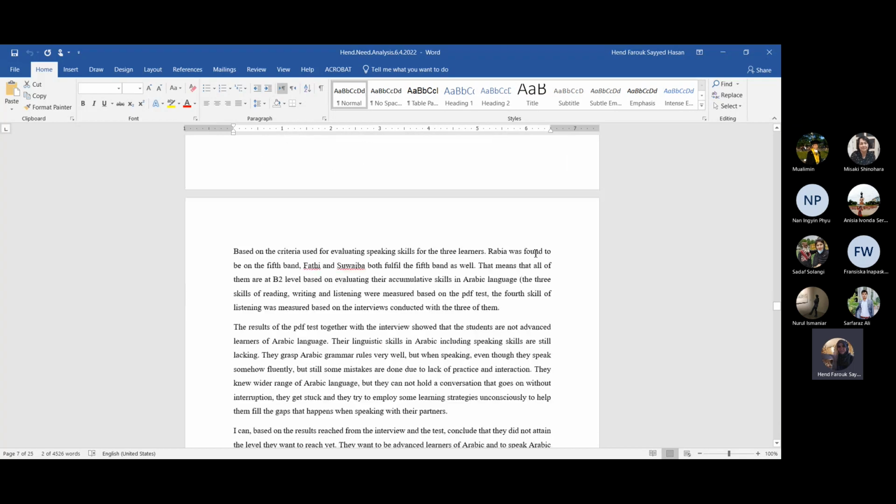So, based on the criteria used for evaluating, Rabia was found to be on the fifth band. Fathi and Swaiba also were found to be on the fifth band. And the fifth band means that they are B2.